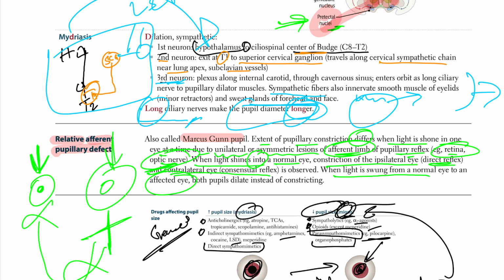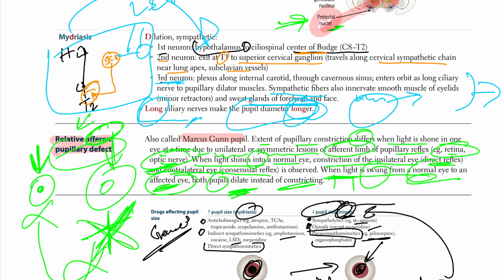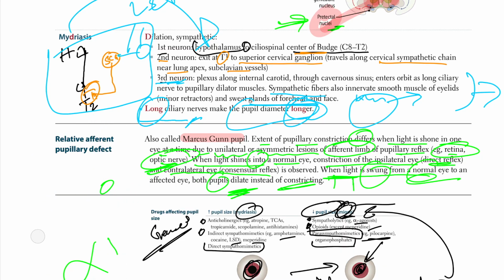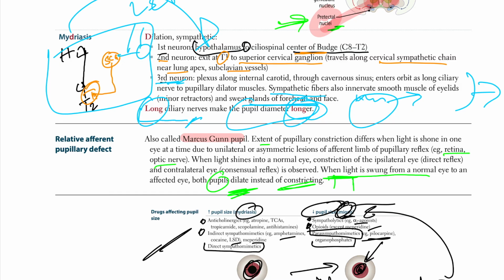There is no connection. Exactly what they write here is called the swinging flashlight: when the light is swung from a normal eye to an affected eye, both pupils dilate instead of constricting. It's the opposite of what they're supposed to do. They were supposed to constrict, but when you have a problem, they dilate. That means there is a problem in the afferent limb of the pupillary reflex, and that is why it's called the relative afferent pupillary defect. Meaning something is wrong in the afferent fibers, due to either a retina problem or an optic nerve problem.